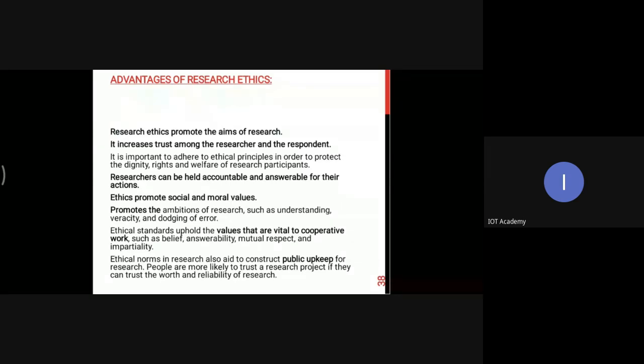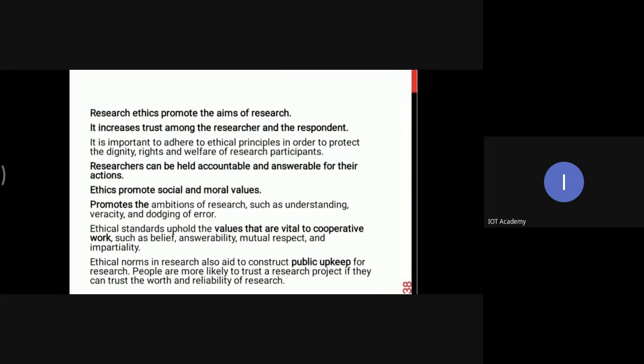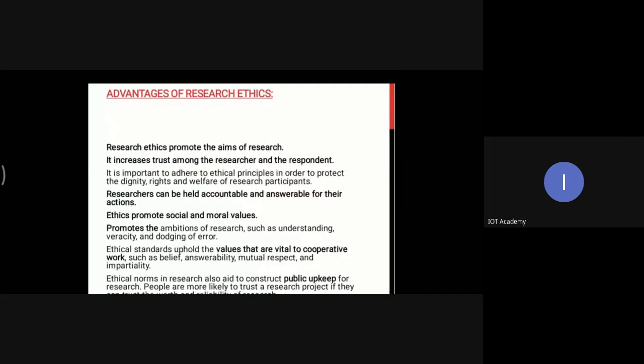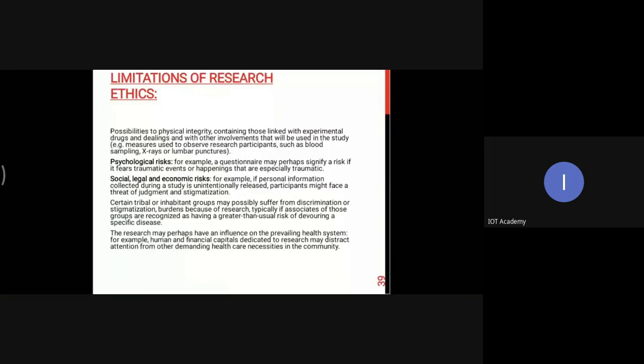And another advantage of research ethics is that the values are quite vital to cooperative work. We can always have cooperation and coordination when we are able to build TRS. TRS like trust, respect, and support. So that will only come with loyalty or the obligation that you have towards the society or towards the participant. You fulfill those obligations, only then we can get the commitment levels from them. So these are the advantages of the research ethics.